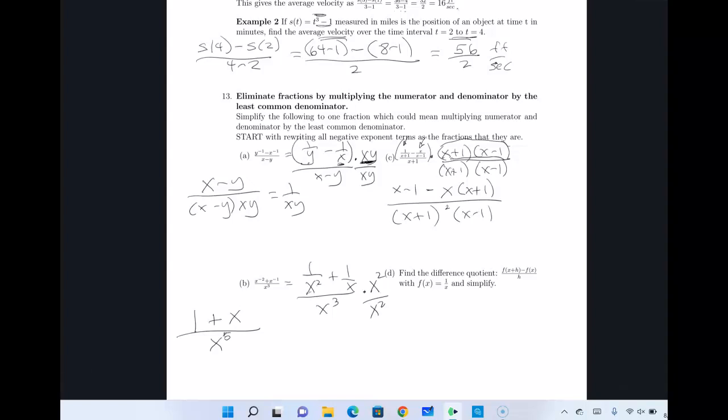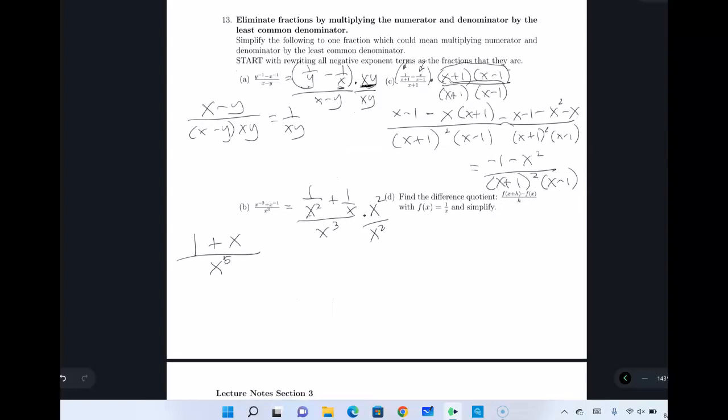All right, anything happening in the numerator here? A little bit. So I have x minus 1 minus x squared minus x, over x plus 1 squared, x minus 1. So the x's cancel. So I have minus 1 minus x squared, over x plus 1 squared, x minus 1.